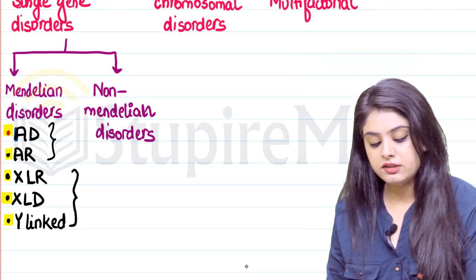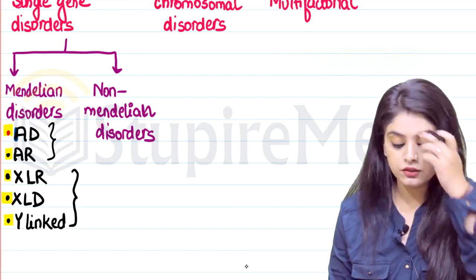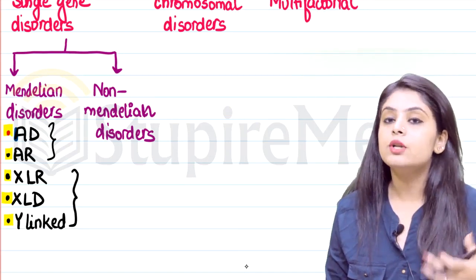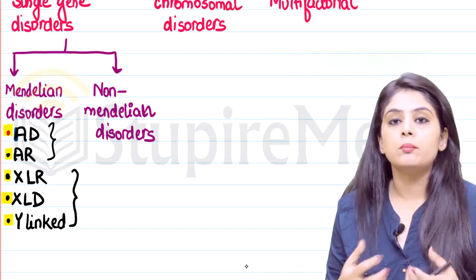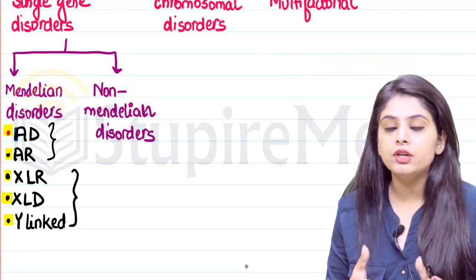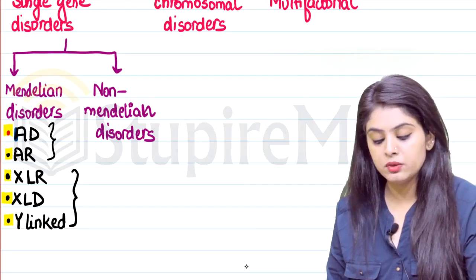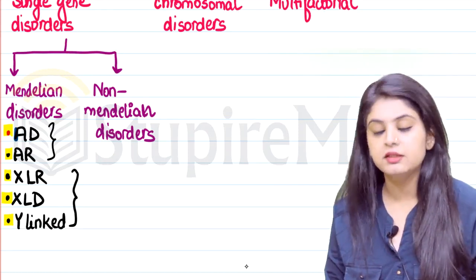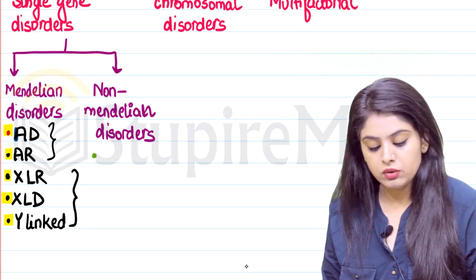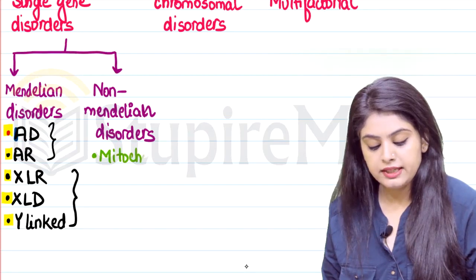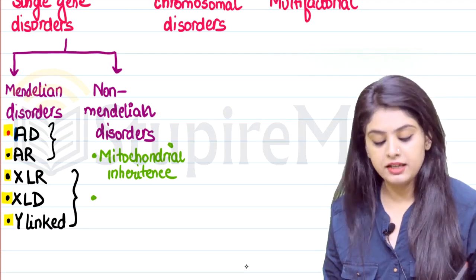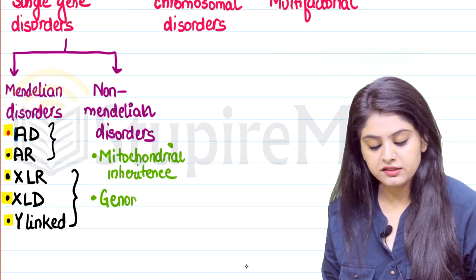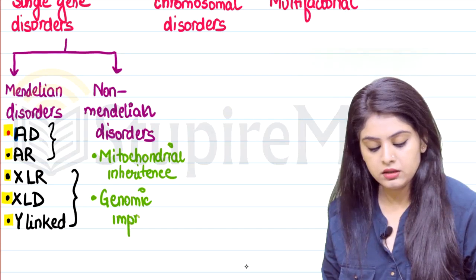The next category, students, that we have is the non-Mendelian disorders. Now, we already know that these will not follow the classical Mendelian rules, but this is that category which has more complex names. So we are just tabulating it over here, but we'll deal with each one of them individually because these are actually more important nowadays. So non-Mendelian disorders include mitochondrial inheritance. Second, a very recent favorite known as genomic imprinting.